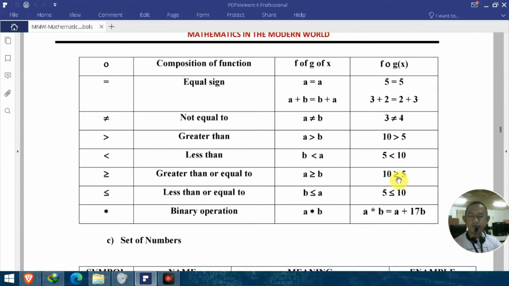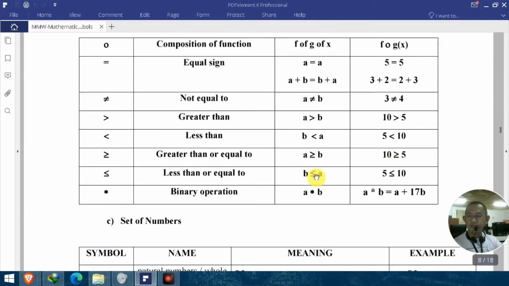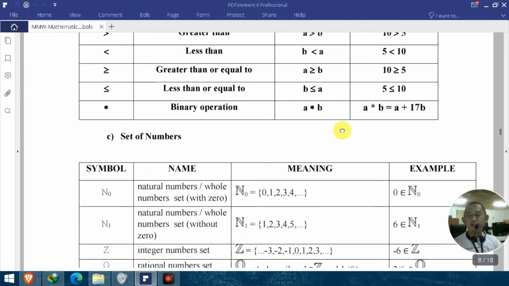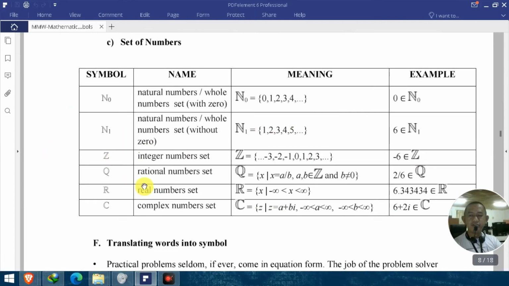If this is true or false, that's the next, Activity 7, for our true or false. We have less than or equal to, and then we have the binary operations, A times B, and A and B equals A plus 17B. So these are the symbols, also part of Activity 5.